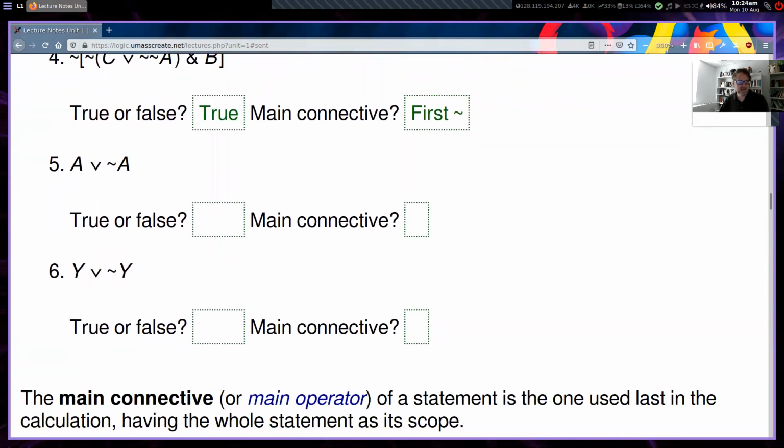A or not A. A is true, not A is false. So true or false is true. The main connective is the or. Now it's funny, 5 and 6 look exactly the same, except we start with something true in this one, and we have something false in this one. False or not false is true. False or true is true. So it doesn't matter which thing we do. If we have a statement of that form, we get something true. We'll talk more about how that's important in our next lecture. The main connective again is the or.